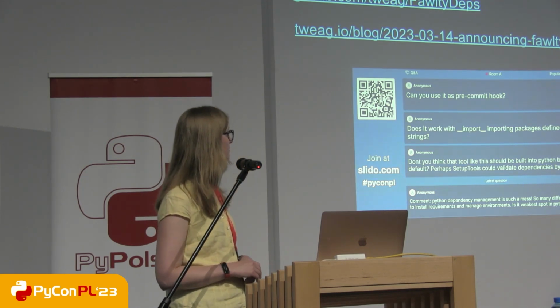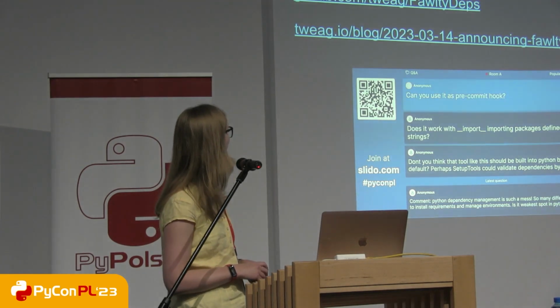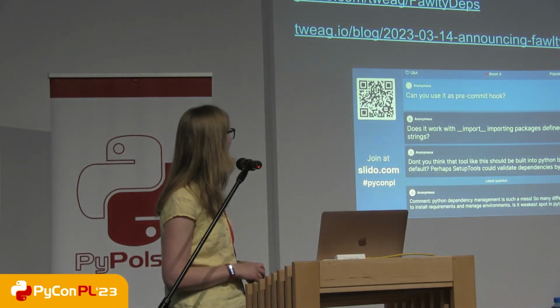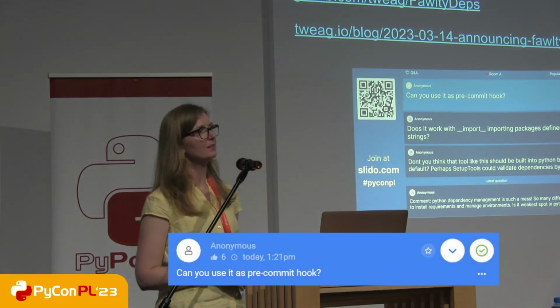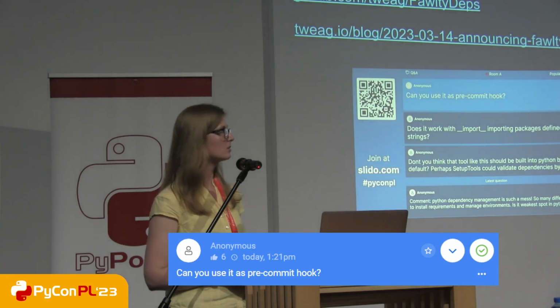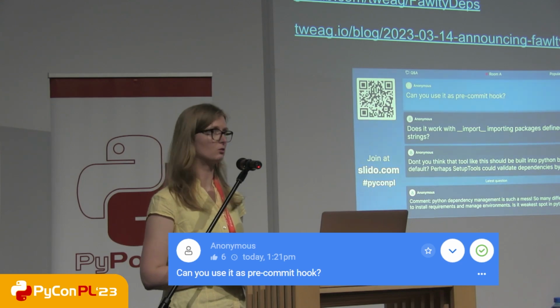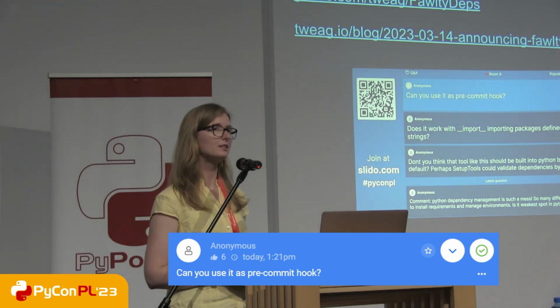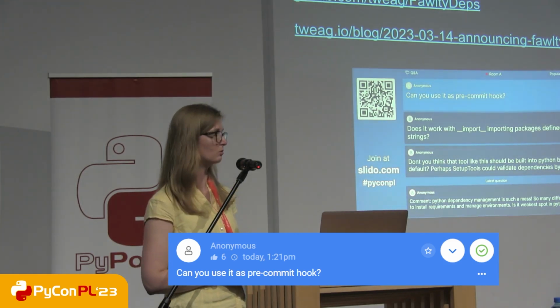Thank you, Maria. So now we do have some questions. Can you use it as a pre-commit hook? The same way you can use any other linter, I think. So it will not fix your problems, but it will say that there are problems. And yes, you could use it like that.